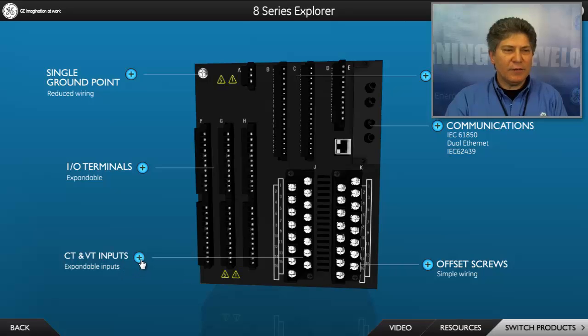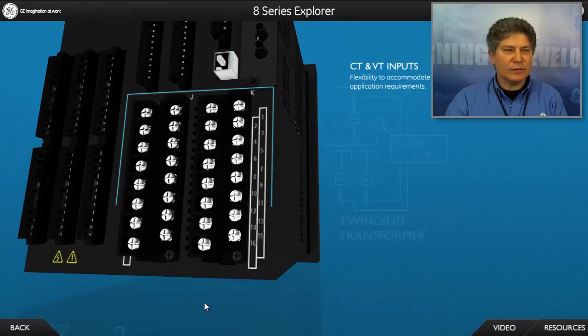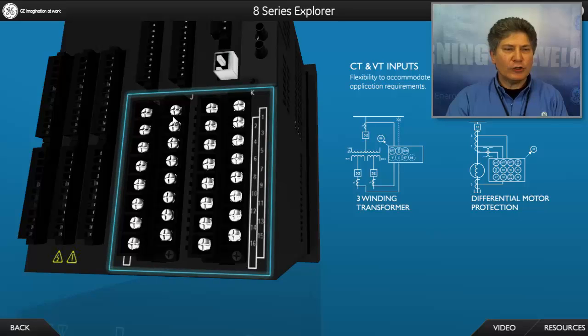We have our CT and VT connections. So 4 channels of currents, 4 channels of voltage. This is another spot for expansions, so for further inputs for voltage and current. So if we want to do differential, directional, multiple winding transformers, we have the capabilities of expanding the inputs of this particular relay.